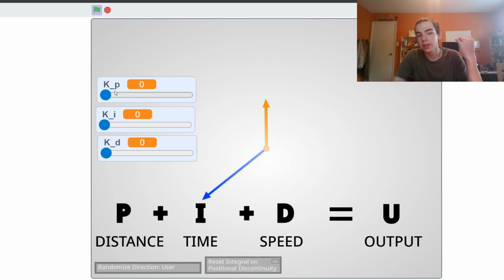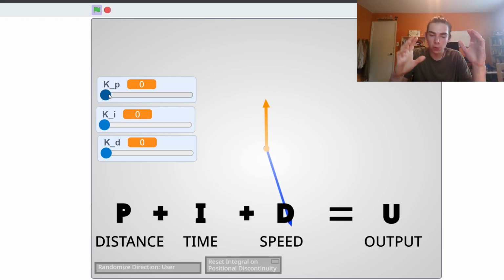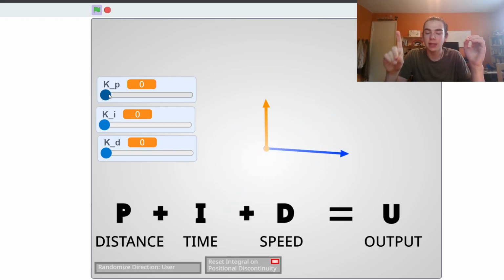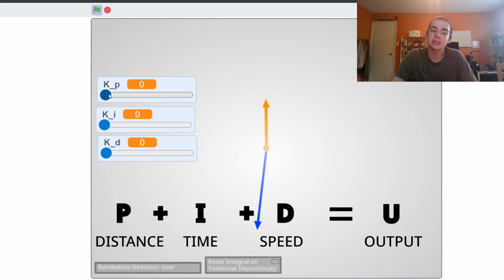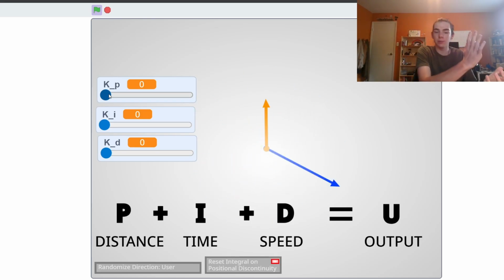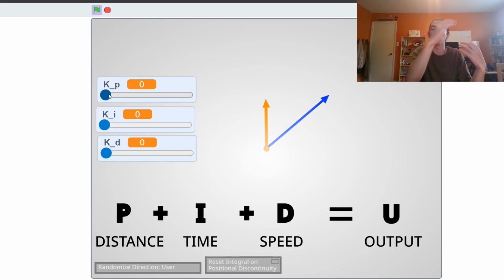And so here's what it looks like, right? We have these three components, P, I, and D, standing for proportional, integral, and derivative. The first I'm going to talk about is proportional. Proportional states that the further away we are from our target, the more power we should put in, right? It's just logical. The closer we are, the less power we should put in.